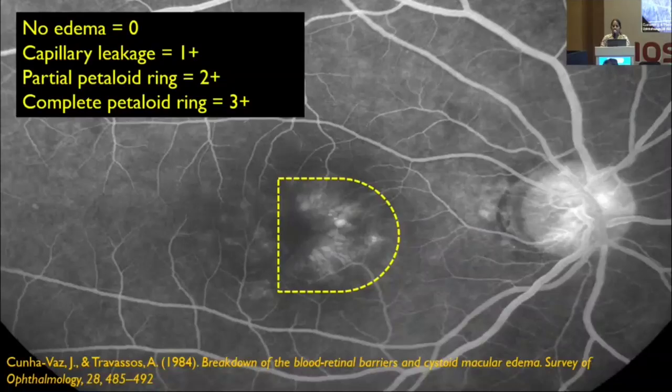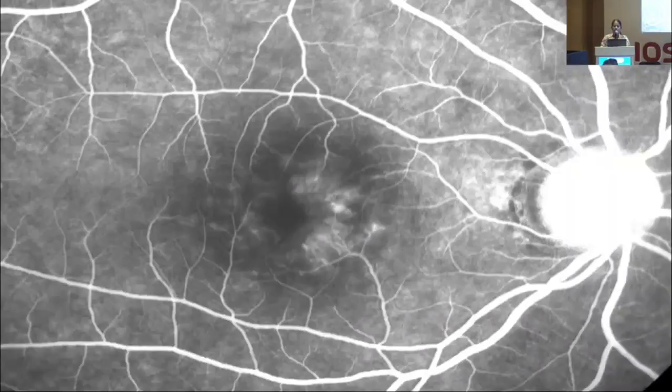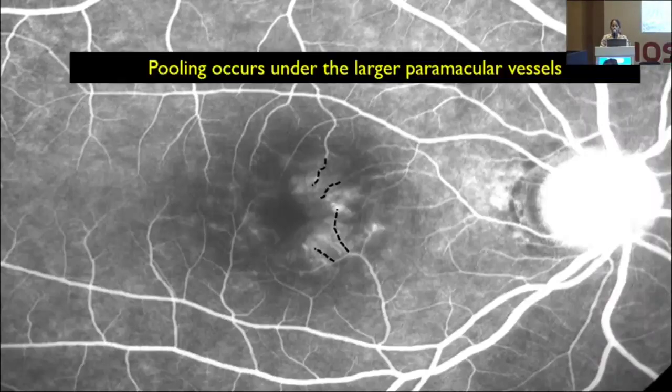Now why is there a petalloid pattern? So petalloid pattern has two components to it. One is the hyperfluorescence and one is the hypofluorescence lines which are there in between the petals. So the pooling occurs under the larger paramacular vessels. So these paramacular vessels, they stand up, which gives us the black line between the petalloid patterns.